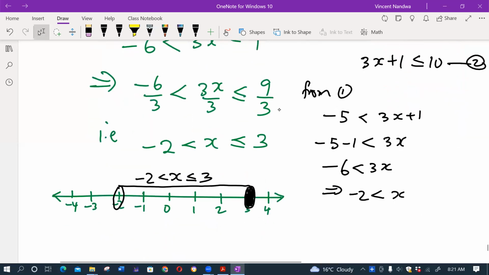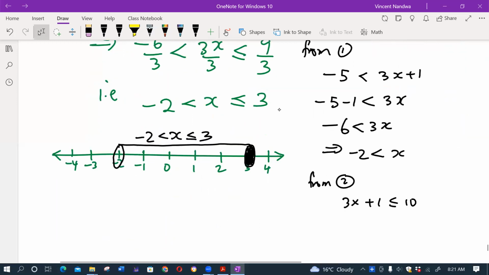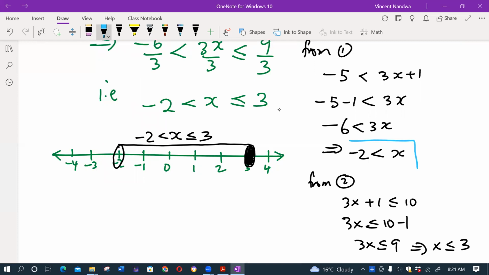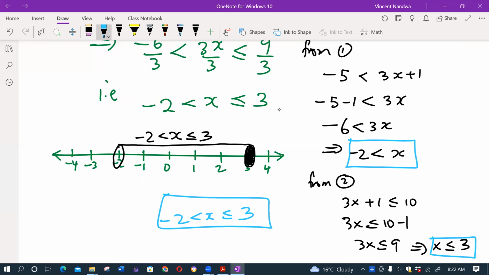And then from the second, we have 3x plus 1 less than or equal to 10. Collect like terms. So 3x less than or equal to 10 minus 1. 3x less than or equal to 9. So which means x less than or equal to 3. And once you have that answer, you pick this, join to this. So we'll have -2 less than x less than or equal to 3, just as in the first case. And then you draw the number line.